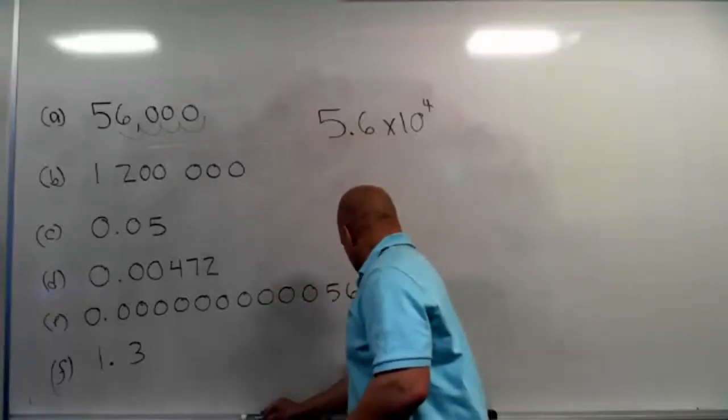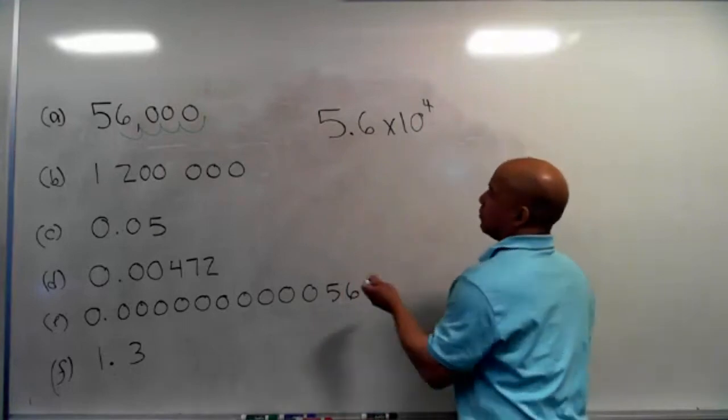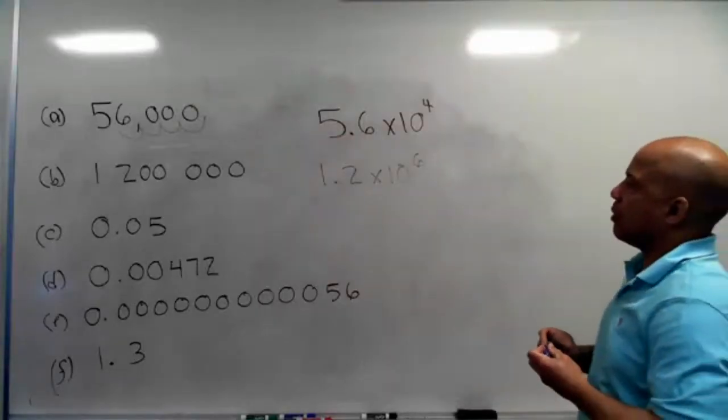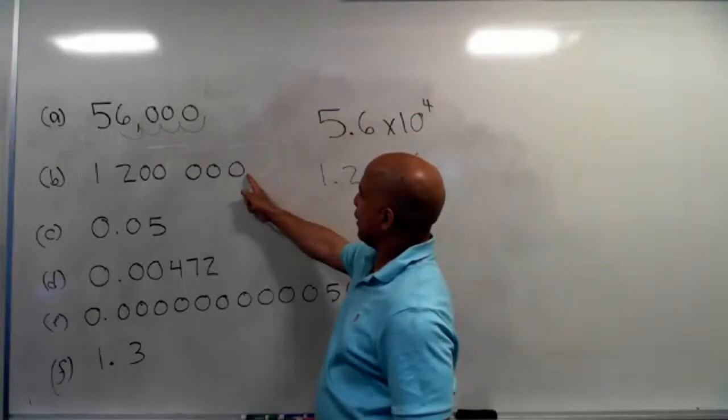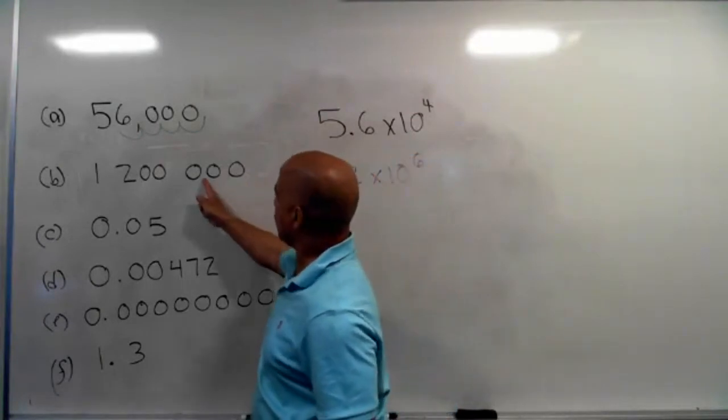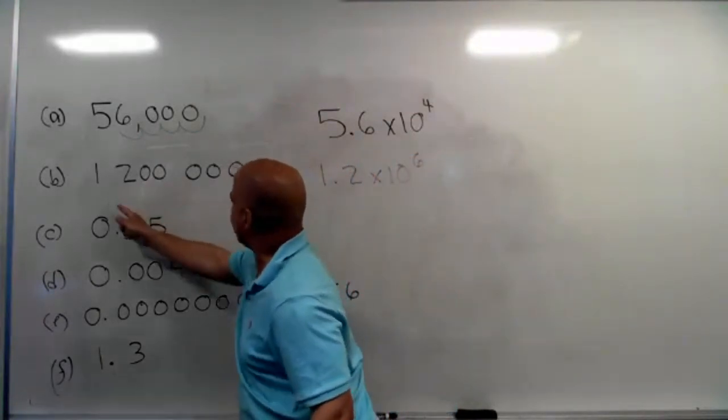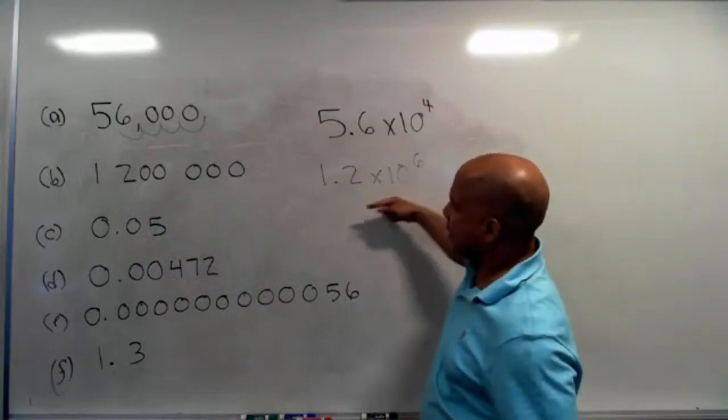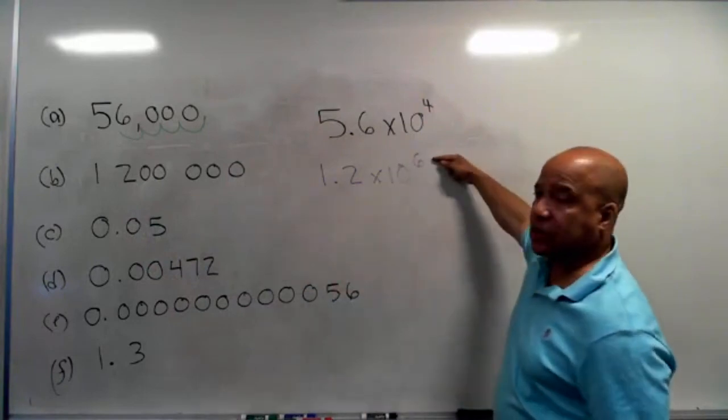Okay, good job. What about letter B? What did you get for that one? 1.2 times 10 to the 6th power. Okay. So we started here. Let's move it over 1, 2, 3, 4, 5, 6. The exponent is a 6. The number is bigger than 1, so we write it as positive.